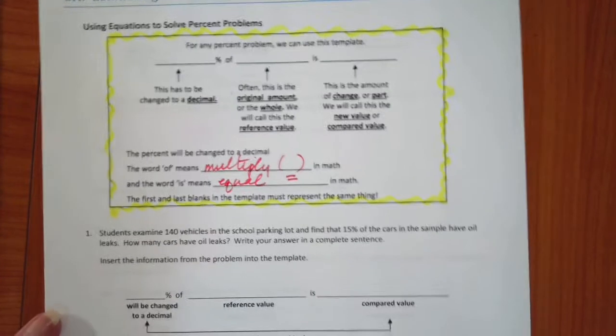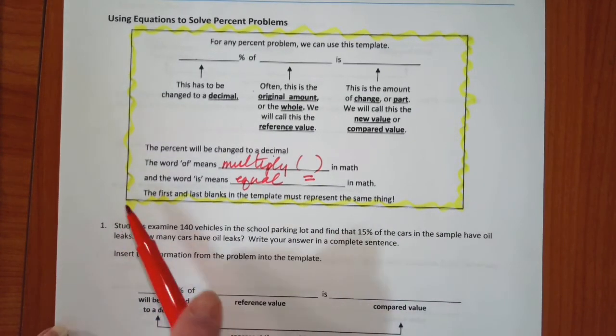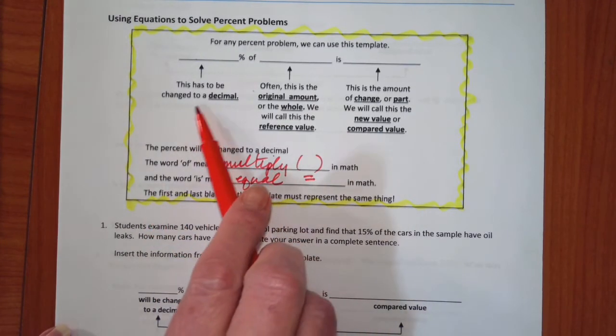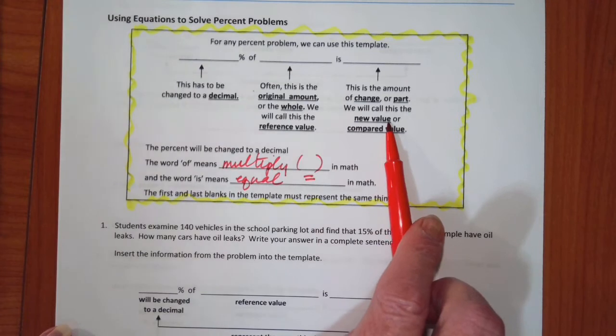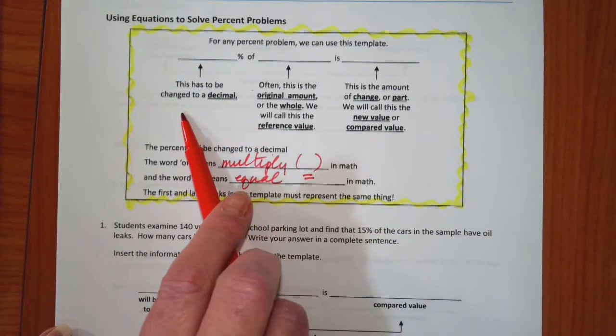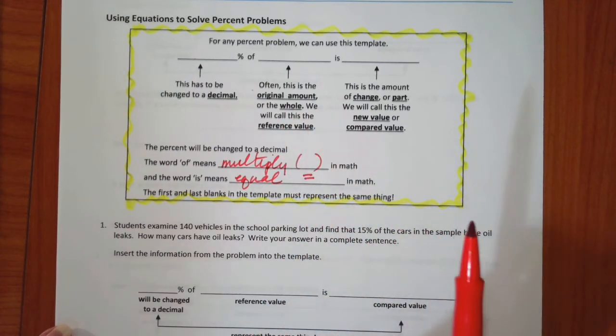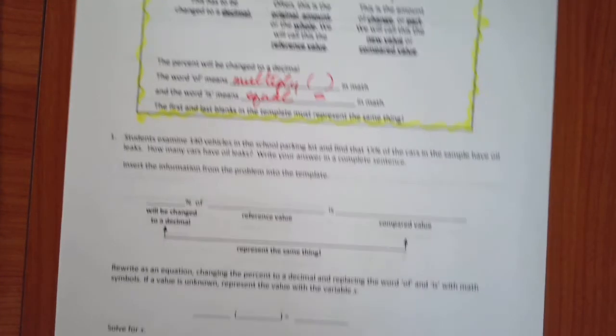Now, once again, if you have 3 blanks, 2 of them are going to be given to you in numbers, and the third one is what you're going to have to find. The key to this is noticing that the decimal or the percent here and the compared value relate to the same thing. This is as a number, this is as a percent of the reference value. Okay, so let's look at the first problem here.